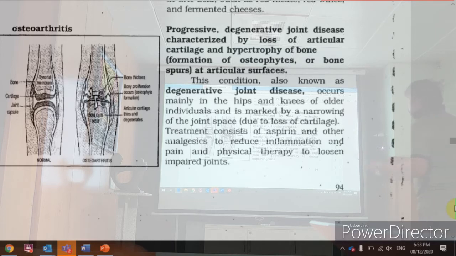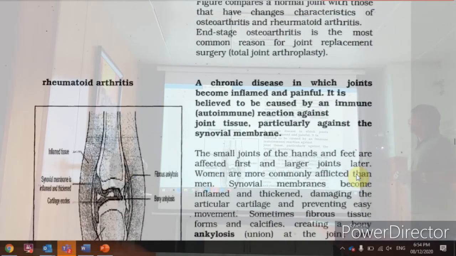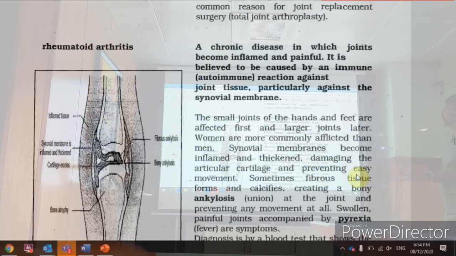Okay, it's a blood thinner also. Blood thinner means reducing the clotting. In case of heart attack, they give aspirin as a drug of choice. It also acts as an analgesic to reduce inflammation and pain, and physical therapy is used for the impaired joints. If it is end stage osteoarthritis, then we do a knee replacement, which is a common thing being done currently.